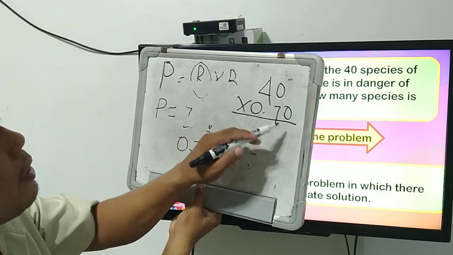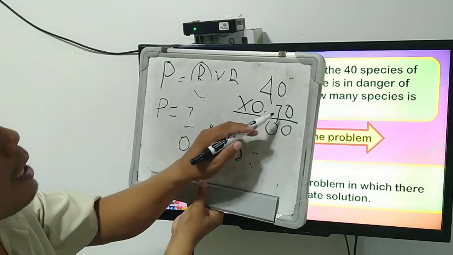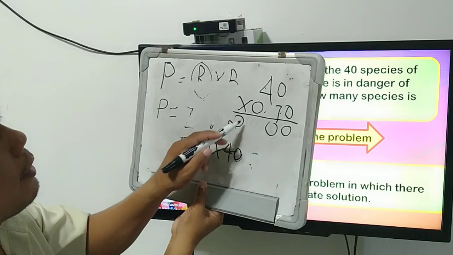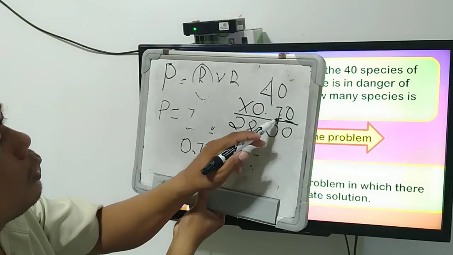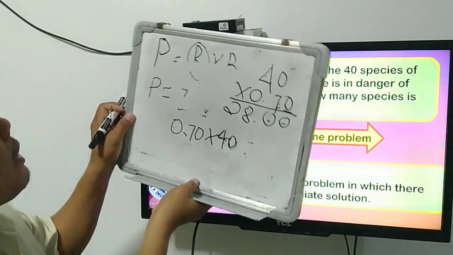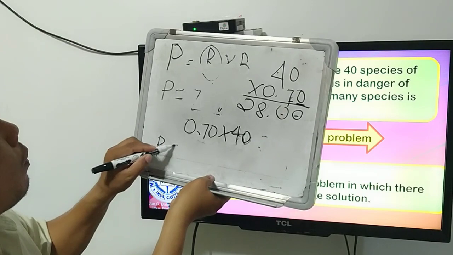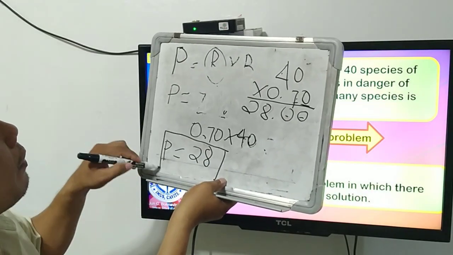Okay, bring down 0. Then 7 times 0 equals 0. 7 times 4 equals 28. Then count the number of decimal places. 1, 2. So we have 1, 2. So the answer is 28. So the percentage is equal to 28. So this is now our answer.